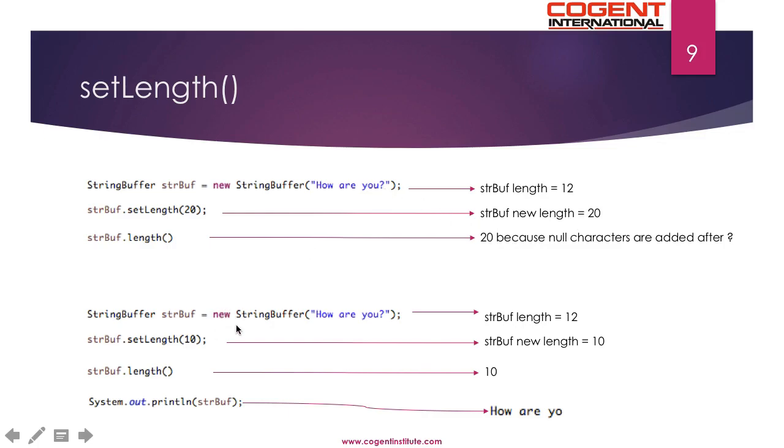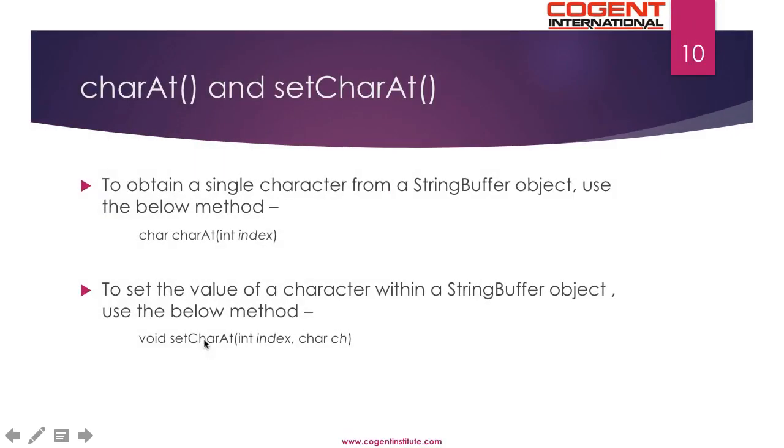In the second example, we have the same StringBuffer object and the length of it is 12. Now we set the length as 10. So when we print the length value, it will be 10. And when we print the StringBuffer object value, it will be "how are you". The last two characters are lost because we set the length as 10.